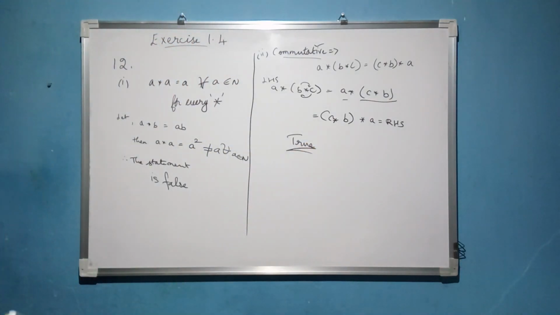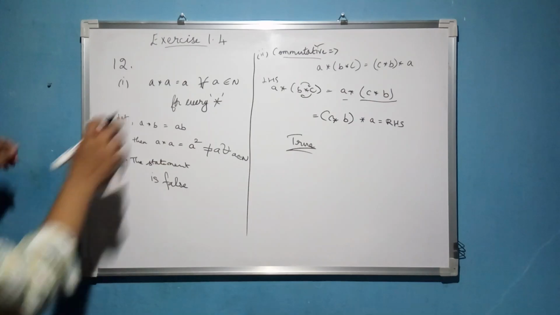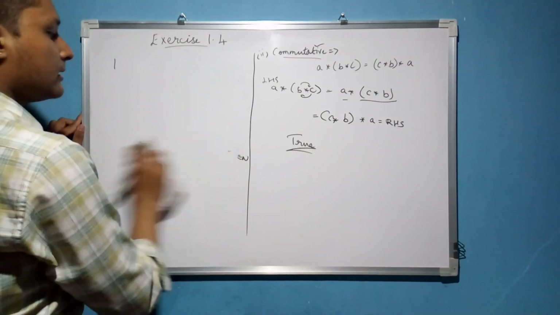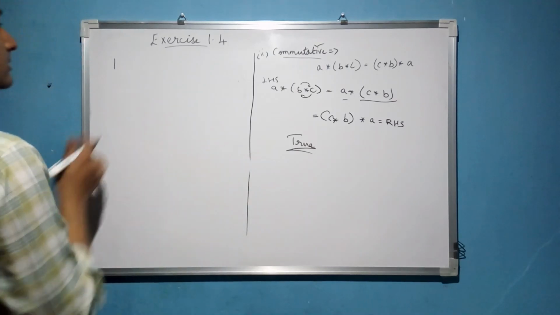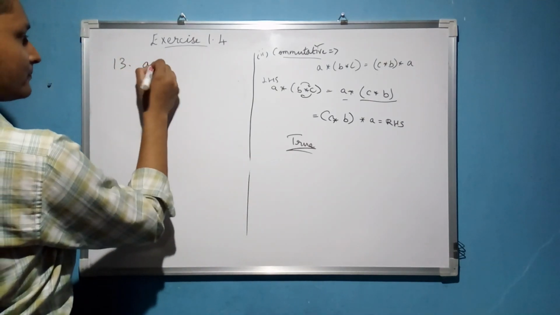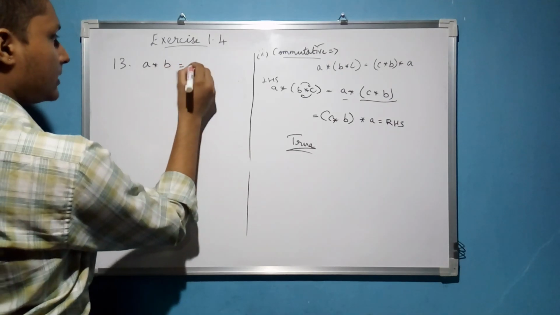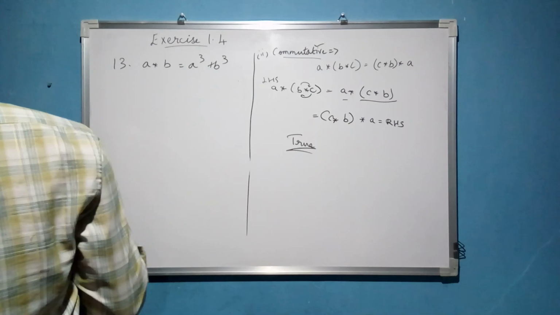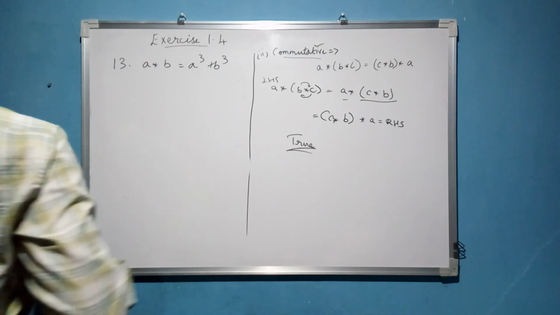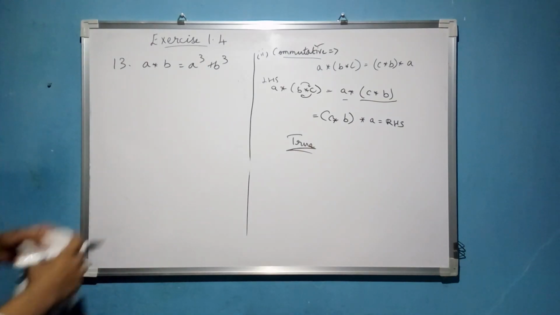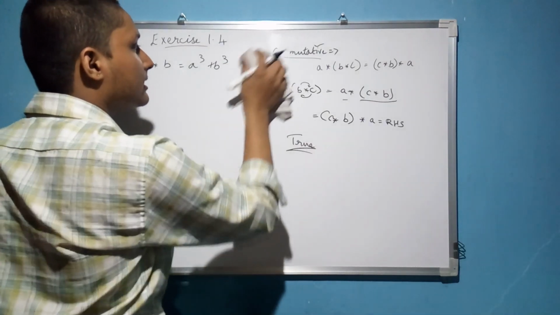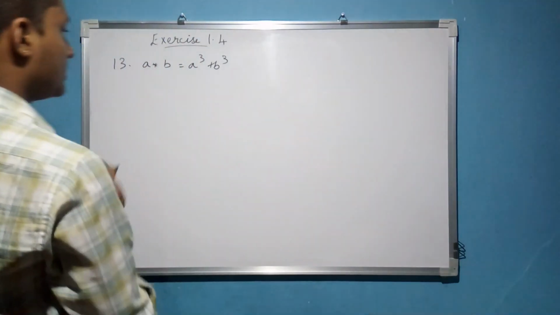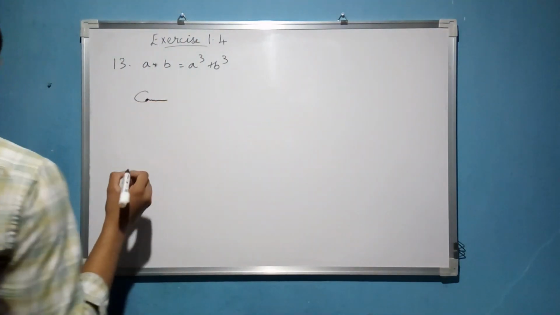Okay. Now we are going to the 13th question. The 13th question is a simple one. It's an MCQ question. It is given a star b is equal to a cube plus b cube. The options just say whether it is commutative, associative or not. That's it. So we are going to check whether it is associative or commutative. First we are going to take commutative.